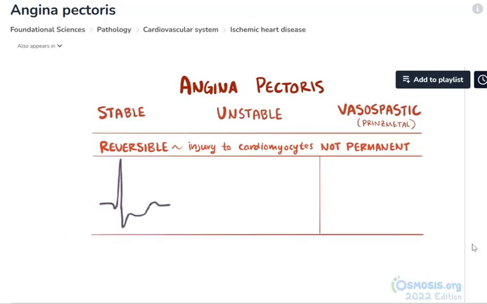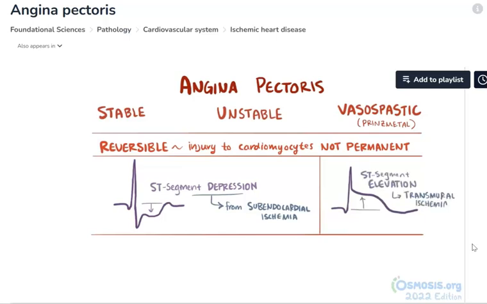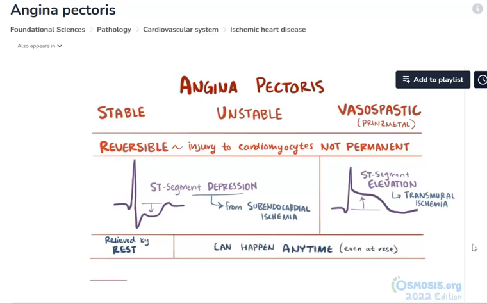On an electrocardiogram, or ECG, both stable and unstable angina show an ST segment depression, since ischemia is limited to the subendocardium. In contrast, vasospastic angina shows ST segment elevation due to transmural ischemia. Rest tends to relieve stable angina, whereas unstable angina and vasospastic angina can happen anytime, including at rest.